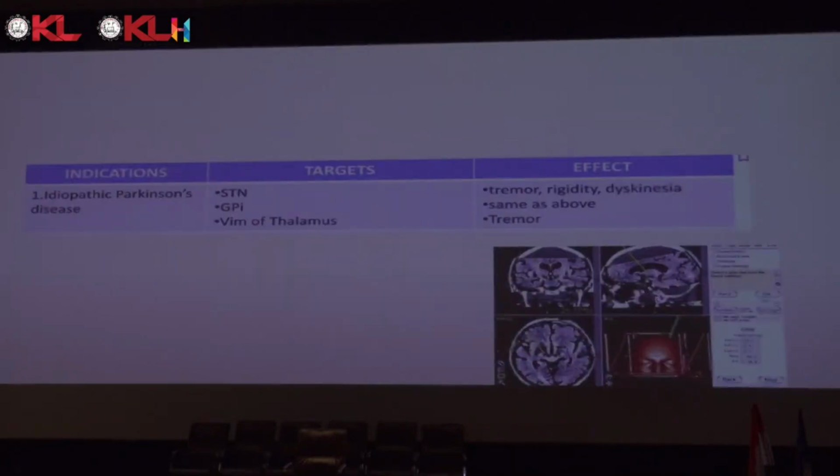So these are the targets for idiopathic Parkinson's. We use STN more commonly. GPi is used less, and VIM is used less. VIM is more useful for tremor, but we have not done any case in the VIM. Most of our cases are STN DBS only.